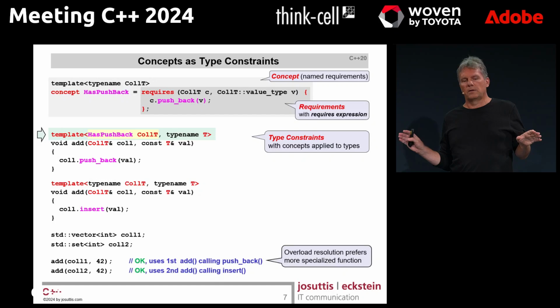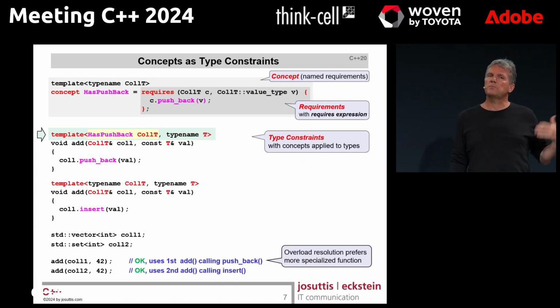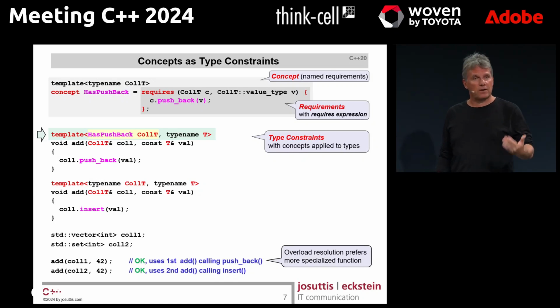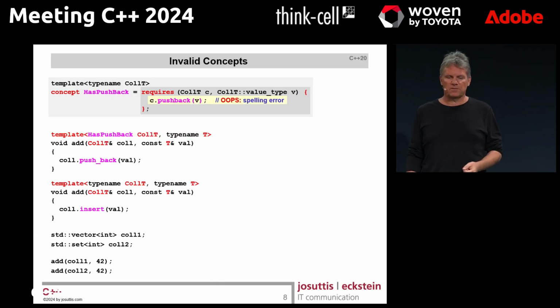So for some type called T that has push_back and some other type T, here's the add function. And this add function is still more special than the other add function template because it has the constraint. That's it. Well, new feature means new bugs.